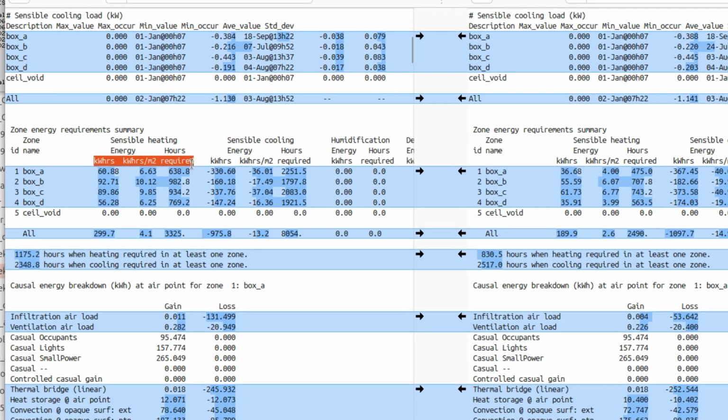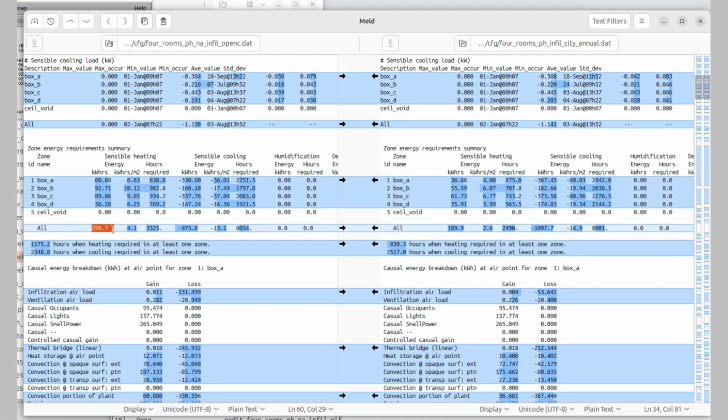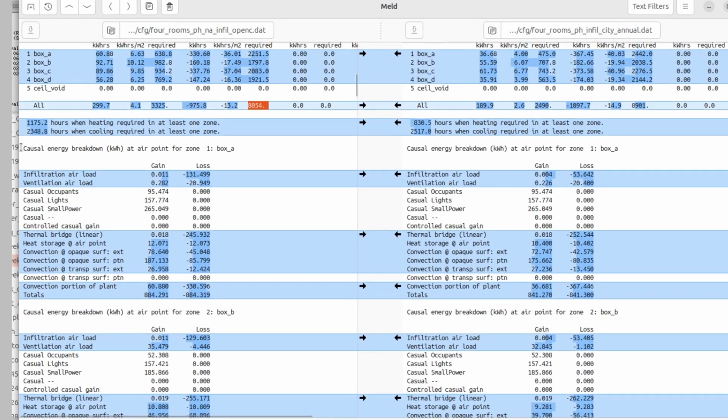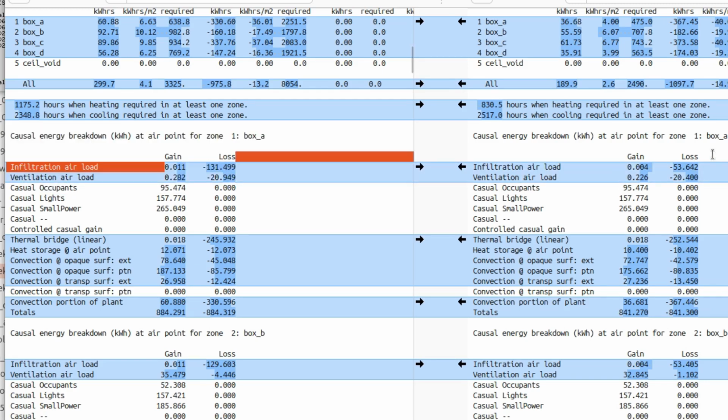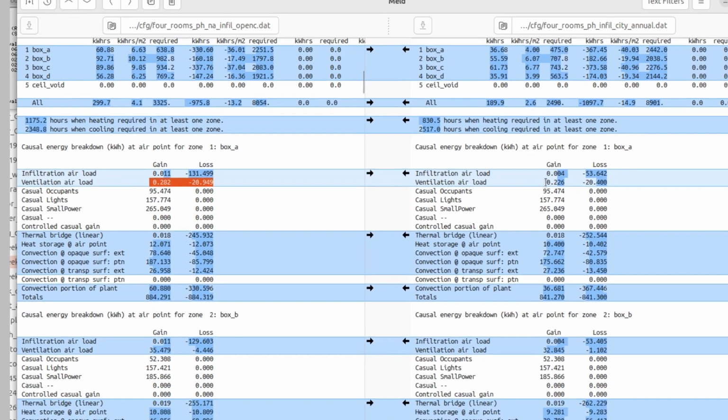Below this is a section related to sensible heating and cooling in terms of kilowatt hours over the period, kilowatt hours per square meter, hours required. And then just below that, there are two lines: hours when heating is required in at least one zone and hours when cooling is required. And that's a useful, interesting comparison. Below that are energy balances for each of the zones in turn. And we start with the infiltration and ventilation load, looking at the magnitude of that against all the other gains and losses over the period.